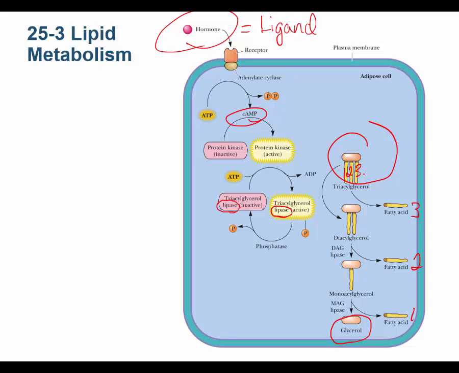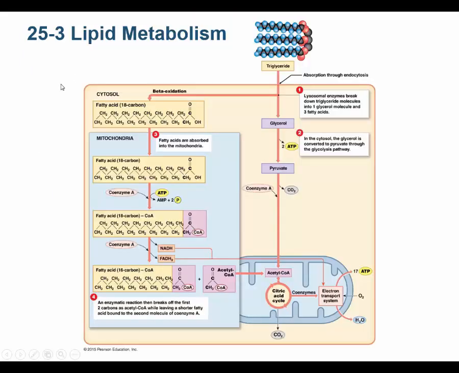Now what happens is the glycerol is run through glycolysis. It enters glycolysis. And the fatty acids go through another metabolic pathway called beta oxidation. So that's hormone control of lipolysis. This is called lipolysis, breakdown of fats. Here's your triglyceride right here, your triacylglycerol or triglyceride. This enters the cell and is broken down into glycerol plus three fatty acids. There's actually three of these because there's three of these here.